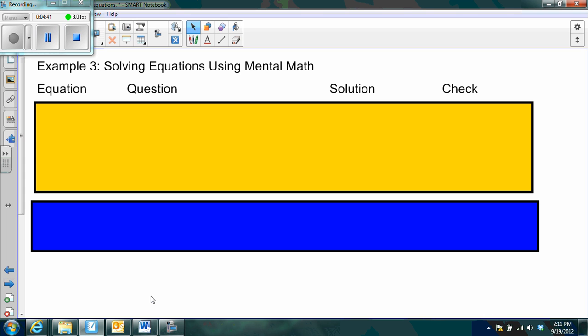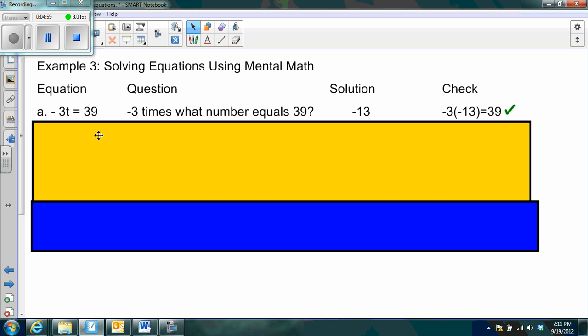The third example is solving equations by using mental math. So this involves having an equation, asking a question, coming up with the solution to that question, and then checking your answer. So in this case, if we had negative 3t equals 39, the question you would ask is negative 3 times what number equals 39? So what would you need to multiply negative 3 by to get 39? Well, it's a positive number here, and if it's a negative 3, we know it has to be negative. So negative 13 times negative 3 does equal 39, and we always check.